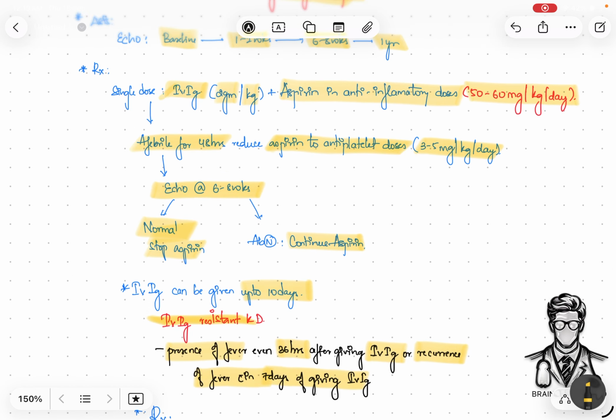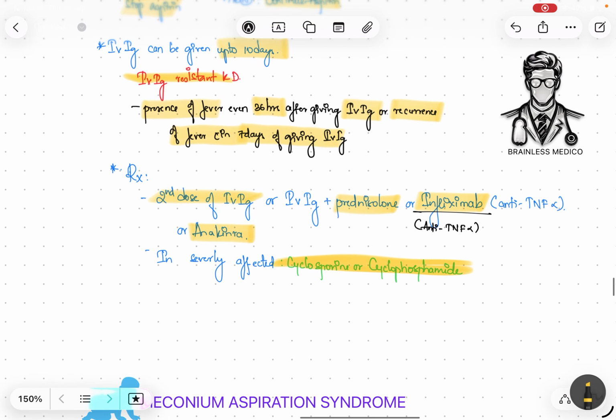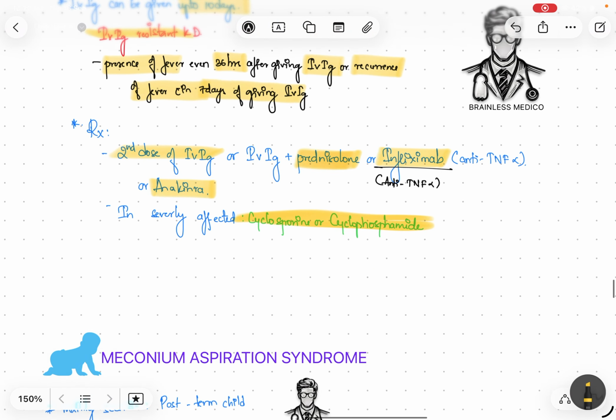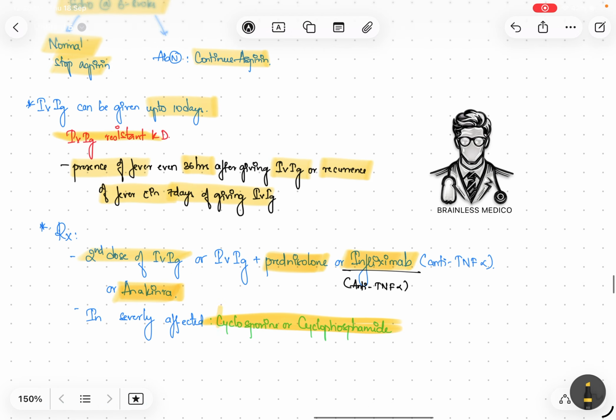Then we have treatment: IVIG and aspirin. And coming to resistant cases, you need to go with other drugs like prednisolone, infliximab, or anakinra. Then in severe cases, you need to give drugs like cyclosporin or cyclophosphamide.